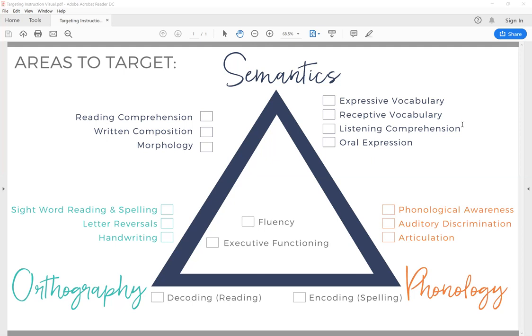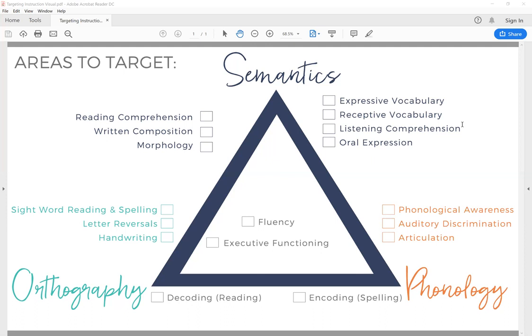Then we want to be thinking, once we move out of that semantics category, if our students are struggling with any orthographic concepts. So again, these are the print concepts. If you have a student who's struggling to retain sight words in their reading and spelling, that's an orthography deficit. If they are struggling with letter reversals, so B's, D's, P's, Q's, that's another thing that we want to target with orthographic intervention.